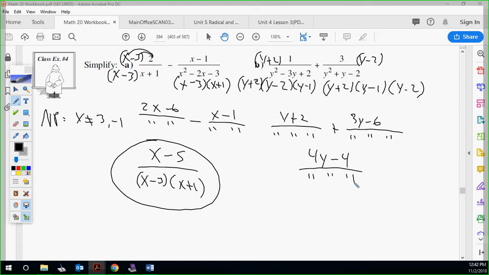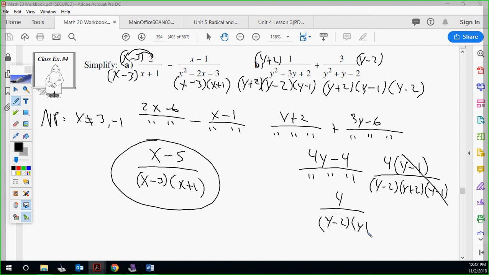The reason I wrote the italics is because I see the 4y minus 4. I can do what? Take a 4 out, and I'm left with, which I have one of those down there, don't I? So that cancels. So you get 4 over y minus 2, y plus 2. That's it. It's your simplified rational expression.